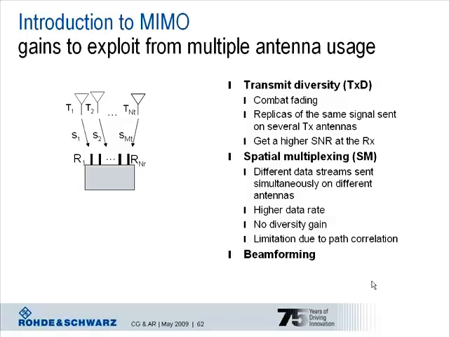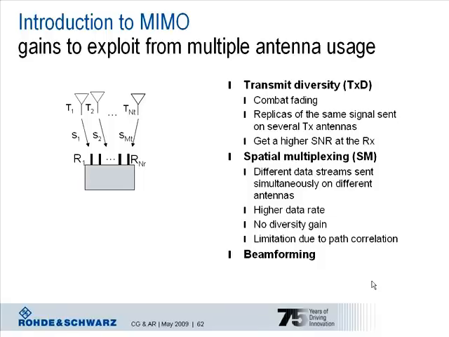However, of course, no diversity gain can be exploited. The transmission may not always be successful, and this largely depends on the correlation characteristics of the mobile radio channel. If the channels formed between the transmit and receive antennas are highly correlated, then the performance of spatial multiplexing will deteriorate. So spatial multiplexing really works best in uncorrelated scenarios.